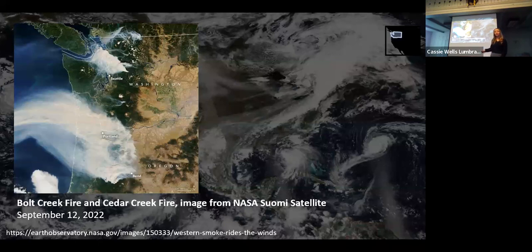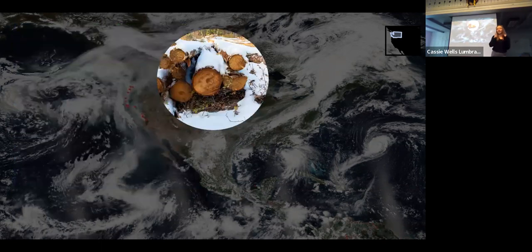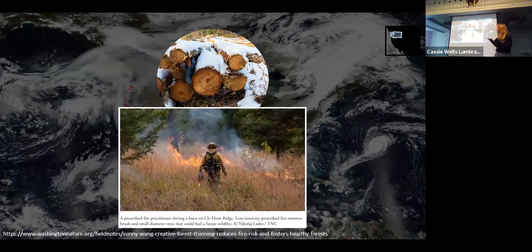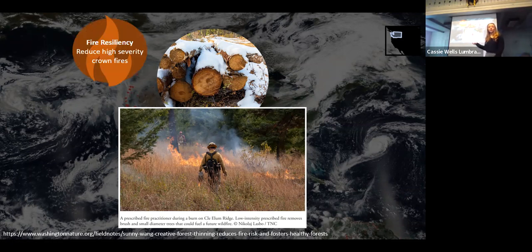And if anybody was here last fall, the Bolt Creek Fire and Cedar Creek Fire caused smoke to come over Seattle, Washington, and Portland. And so these large fire events are happening, and they're not happening without a response from us. So forest management is currently happening out in our forests to try to reduce our risk of these large severity wildfires. A lot of these forest management techniques are either logging, thinning to reduce the fuels in the forest, or different methods of prescribed burns to reduce the fuels in the forest. And this is all from the perspective of increasing fire resiliency. Of course, we want to reduce our high severity crown fires.